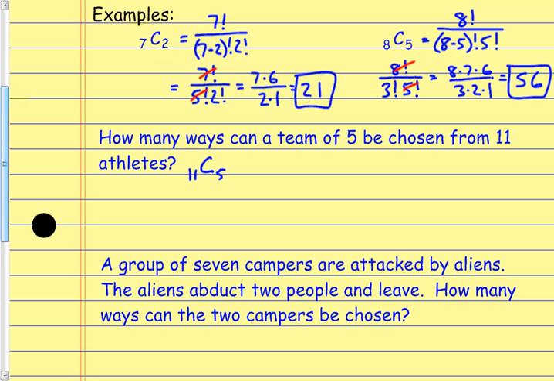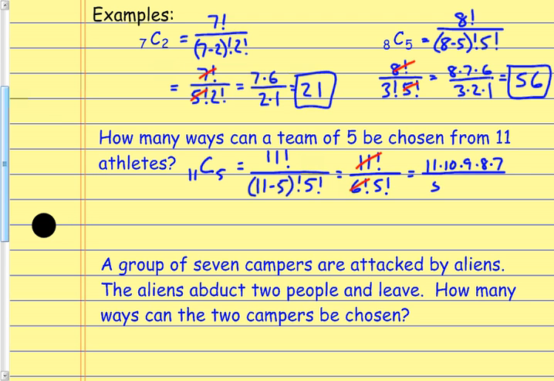11 factorial over the 11 minus 5 factorial, 5 factorial. So that's going to be an 11 factorial over a 6 factorial, 5 factorial. Again, cancel with the larger of the two. When I do that, that's going to give me 11 times 10, 9, 8, 7 over the 5 factorial, 5 times 4 times 3 times 2 times 1. Again, I can reduce this further if I want.